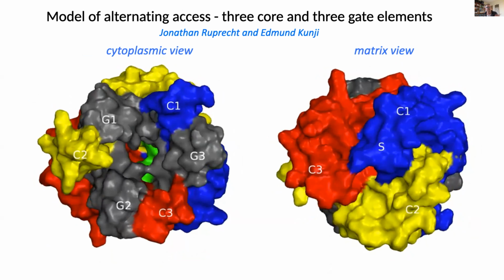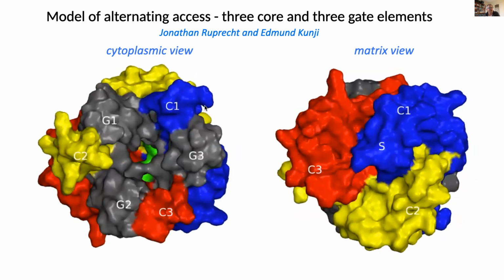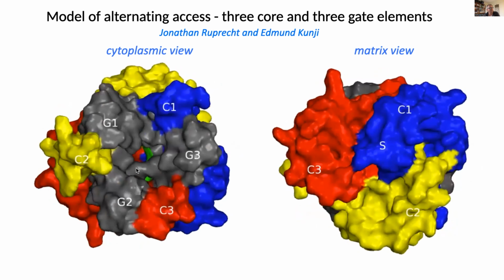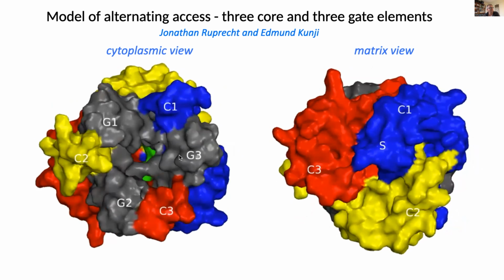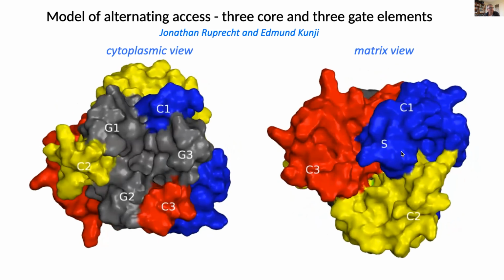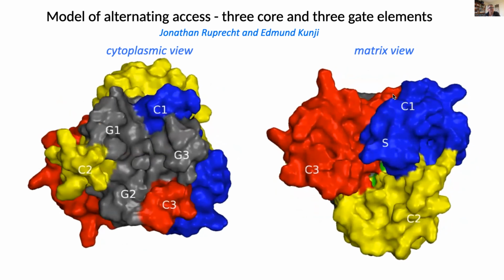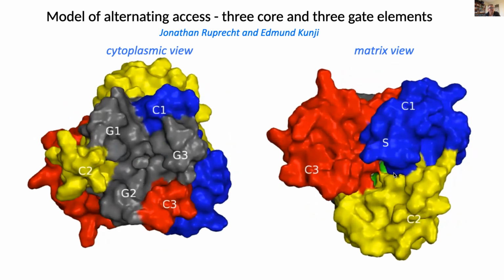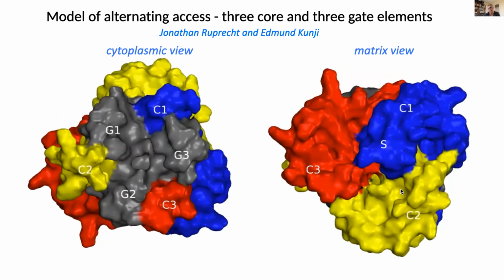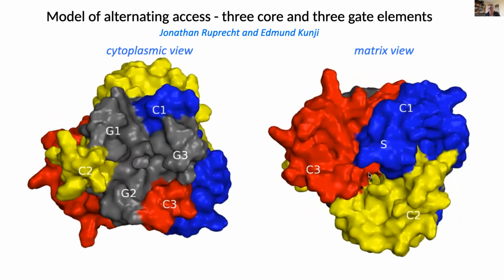So on the left-hand side, you have the cytoplasmic view here. And you can see here that the opening and closing of the cytoplasmic side is achieved by the 3 gate elements shown here in gray. And then the opening and closing of the matrix side, which shows the matrix view here, is achieved by rotation of these core elements, C1, C2, and C3.